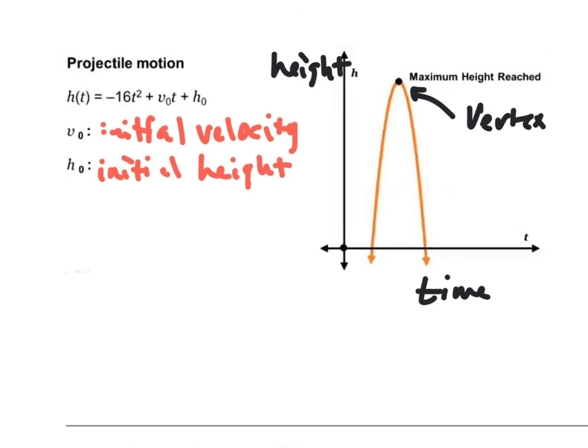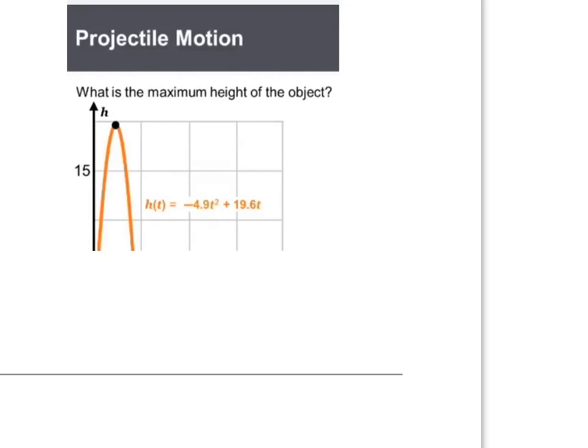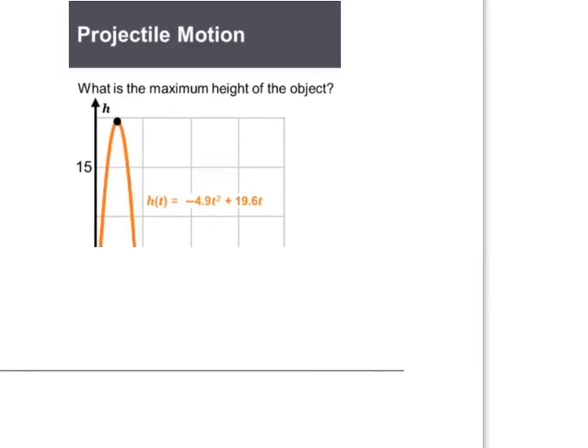All right? And so on this problem, it says, what is the maximum height of the object? So we're given this value here of -4.9 t squared plus 19.6 t. I think we've seen this one before. But if we want to find the maximum height, it wants us to find the y value of our vertex.